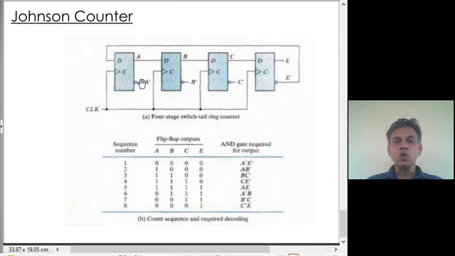This is also called the switch tail counter. Here we have 4 D flip-flops, basically a shift register. In the normal one, we initialized 1 0 0 0 and then circulated this 1 through this register. Now we do not give the output of the last D flip-flop back to the first. Instead, we take the complemented output of the last flip-flop and feed it to the first flip-flop.